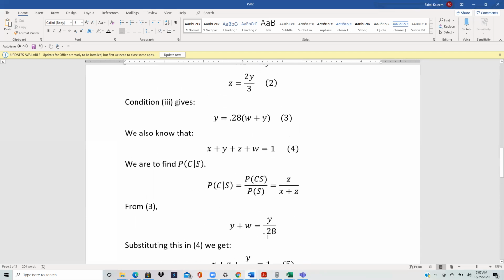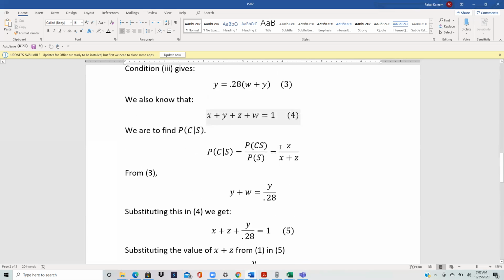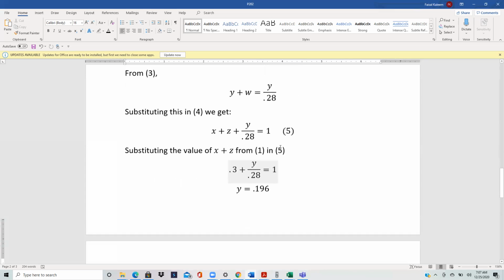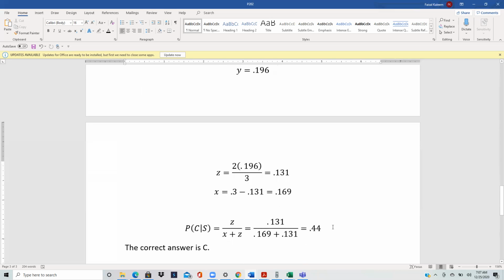And now equation 2 was telling us Z is 2Y by 3. So 2 by 3 times 0.196 gives us Z, 0.131. And remember, X plus Z was 0.3. That was the first equation. So X would be 0.3 minus Z. So 0.3 minus 0.131 equals 0.169. And now we needed C given S, which was Z over X plus Z. So substitute the Z and the X values, and we get 0.44. That was choice C.